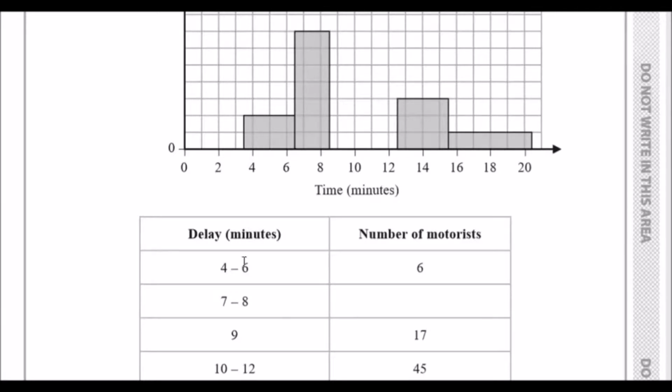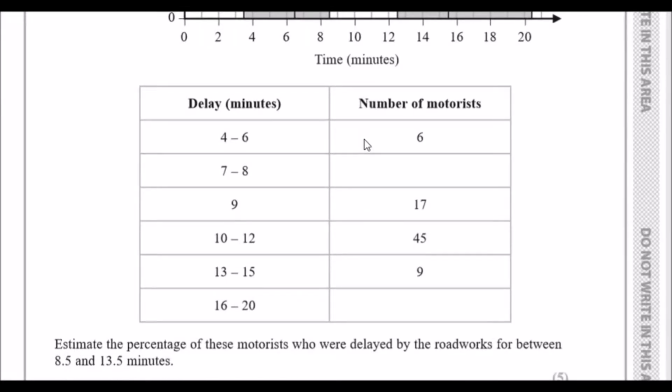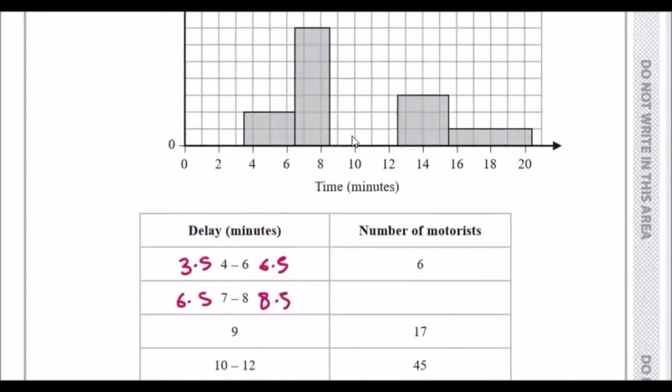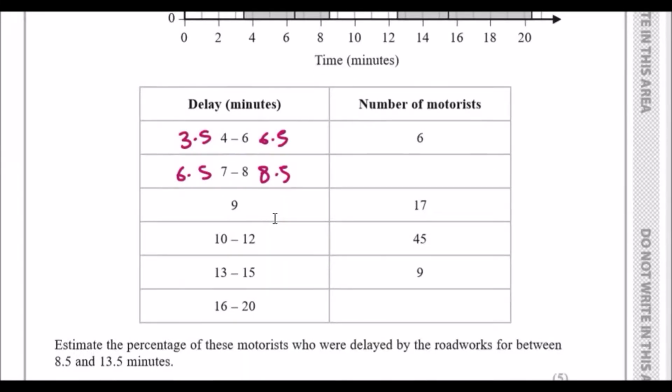When you round to the nearest minute, it's always plus or minus 0.5 on each side. So for each one, we need to update. So 4 to 6 would be 3.5 to 6.5. 7 to 8 would be 6.5 to 8.5. Now in histograms, you can't have a single point, because that would just be a straight line which has no weight. In fact, 9 would be, again, plus or minus 0.5, so it would be 8.5 to 9.5, and so on. 10 to 12 is 9.5 to 12.5. So keep on doing this until you get figures like this.